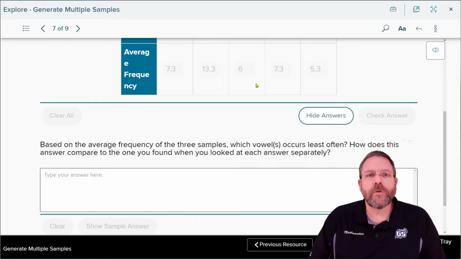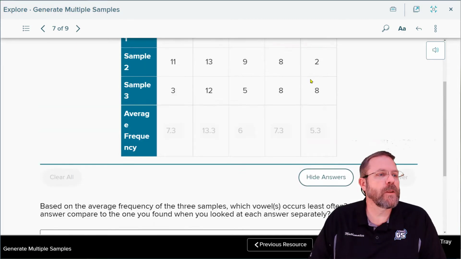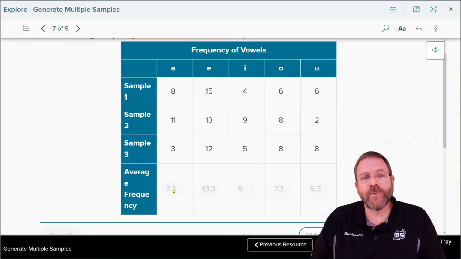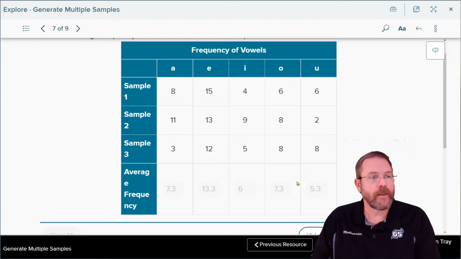So based off of those averages, which vowel does occur the most often? It's going to be E, just like I said. Which one was the least used? That's going to be the U at 5.3. Surprisingly, O occurred more than I, and O occurred just as often as A did. I would have figured A would have been second place without any competition there.